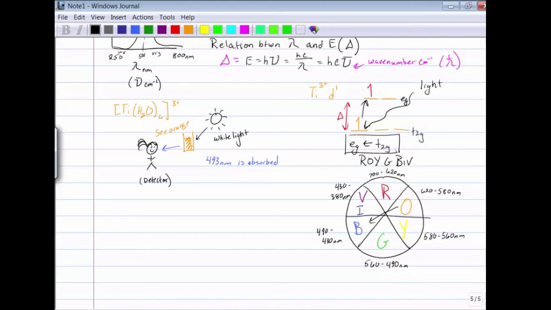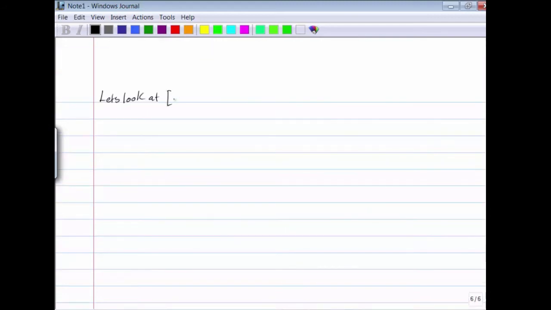So let's look at another example. And I'm going to use hexamine chromium 3. How many d electrons are in chromium 3 plus? Good, 3 electrons. So this is a D3 case. So we have 3 electrons here. Now if I excite it with light, I will get an excited state where one of my electrons has been promoted to the EG set.